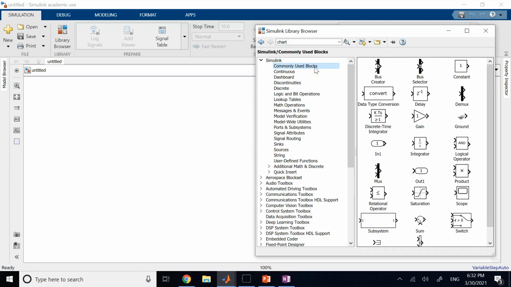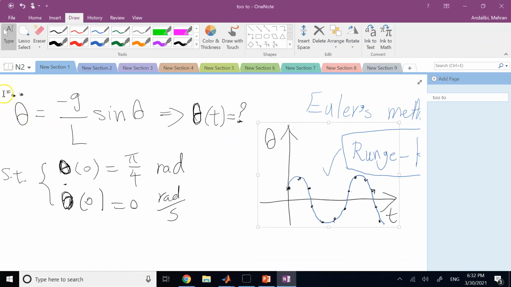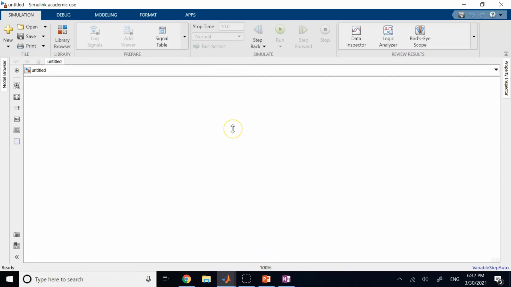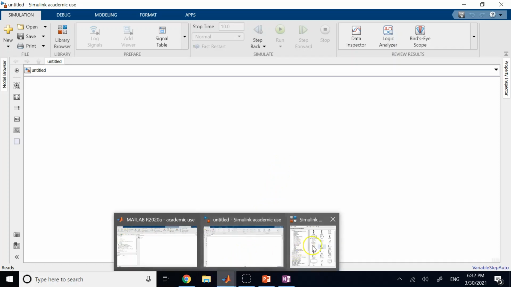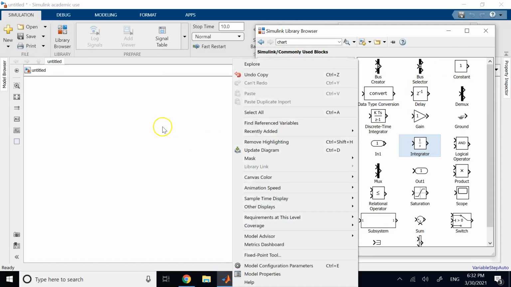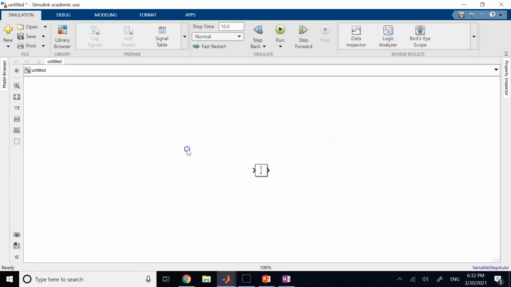So what I need here is to create this signal theta double dot, and then integrate it twice to get what? To theta. So the first thing I need to do is to do integration. And if I go here, I have this integrator, so I can right click and add it to my blank model, right? Which should come here. Oh, there we go. So this is my integrator block.